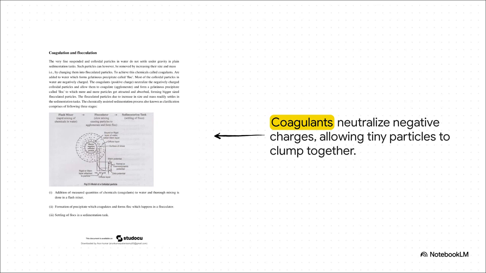The science behind this is so cool. See, all those tiny little impurities have a negative electrical charge. It's like trying to push the negative ends of two magnets together. They just repel each other. That's why they never clump up. So, the coagulants we add have a positive charge. They swoop in, neutralize that negative charge, and poof, the barrier is gone and the particles can finally stick together.